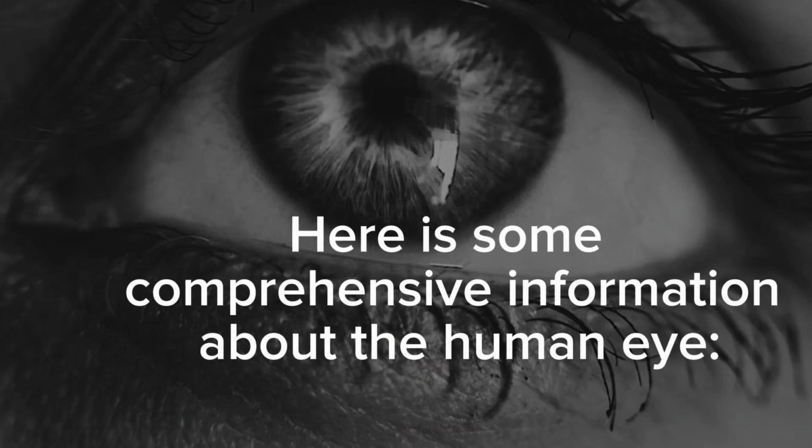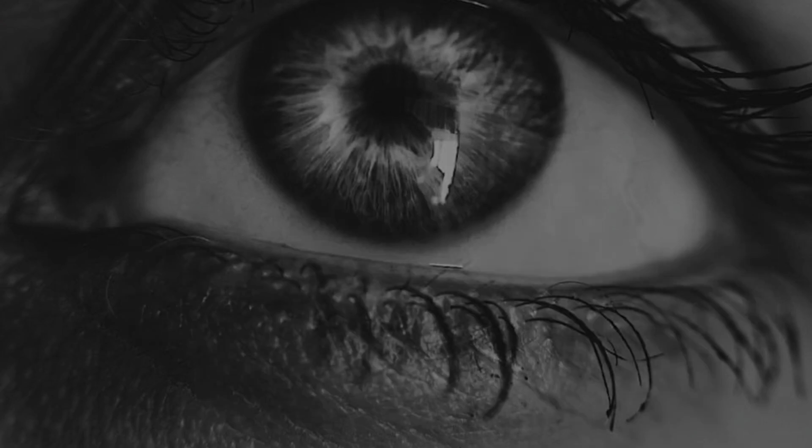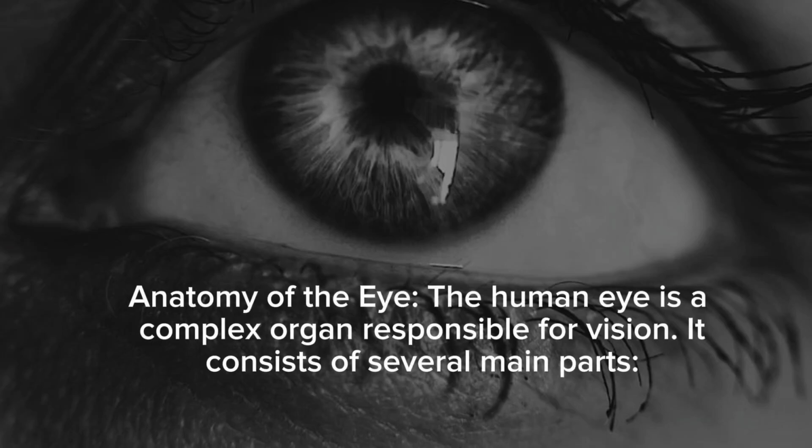Here is some comprehensive information about the human eye. Anatomy of the eye. The human eye is a complex organ responsible for vision. It consists of several main parts.